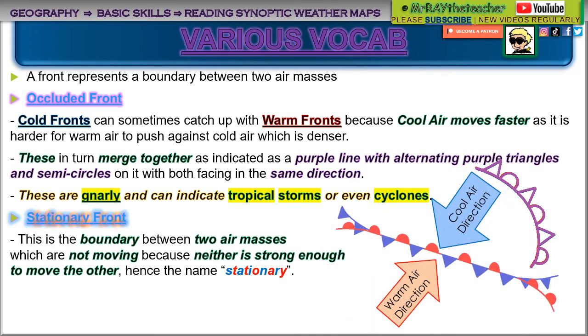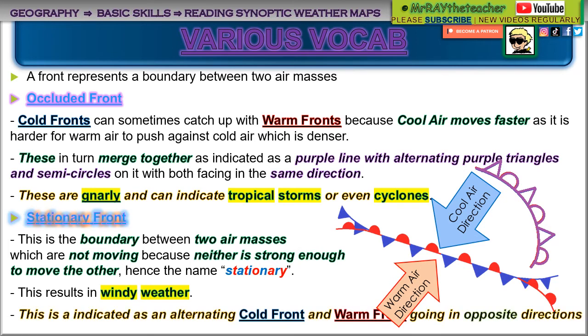So there's the cool air direction. There they go. And this results in windy weather. So the warm air moves again, the cool air wins again. And as you can see here, neither is really winning out in this so-called windy arm wrestle. That's an easy way to remember it.